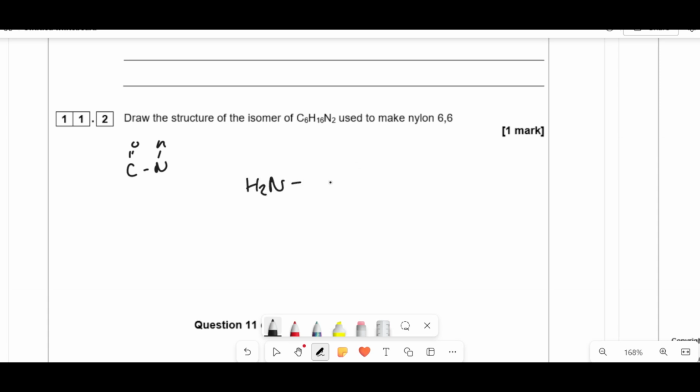So H2N, and then there's going to be a bunch of carbons in between, 6 of them. So there's going to be CH2 times 6, and then there's going to be an NH2 on the other end as well. The reason I know is because I'm making an amide link. I also know that there are 2 ends here. It's most likely going to be 2 amino groups on either side, so a diamine. And also it is 1,6-diaminohexane. You do need to know that for this.